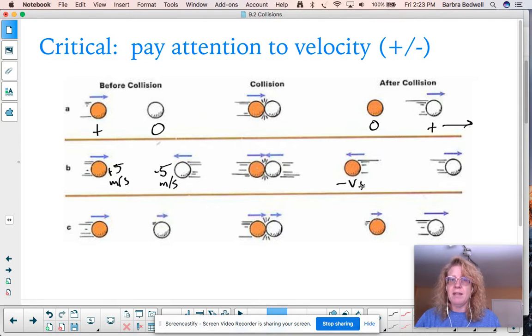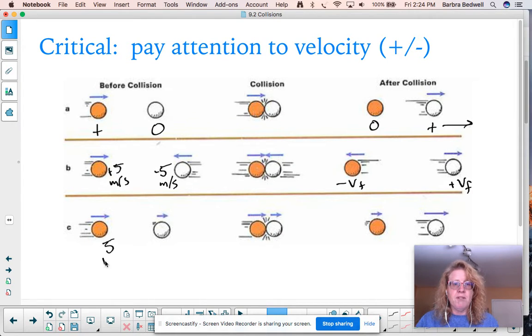I don't know what that is, but it's going the opposite direction that it originally did. And now this one's got a positive VF afterwards, because it's changed direction. The white ball started at -5, and now afterwards it's going like +5, or positive whatever that number is. But you've got to have the change in sign in there. It's really important.